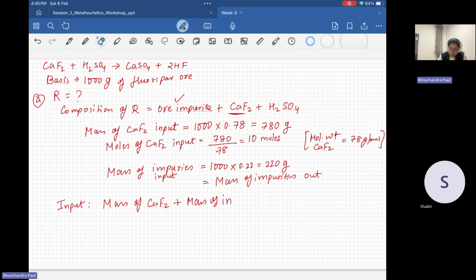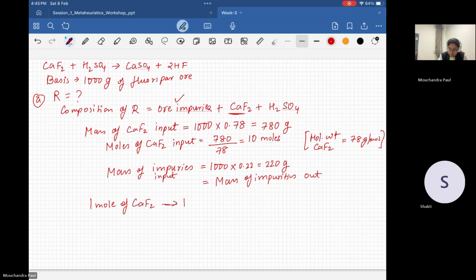No, before we do that, I missed one step. We have to first calculate the CF2 that is being utilized as part of the reaction. So for that, we have to see the chemical reaction. From the reaction, we know 1 mole of CF2 is required to get 1 mole of CaSO4.